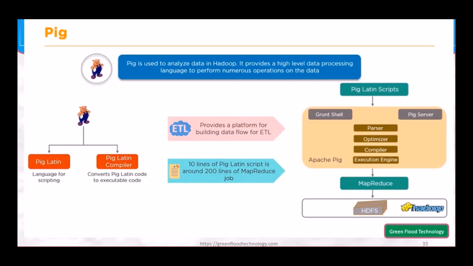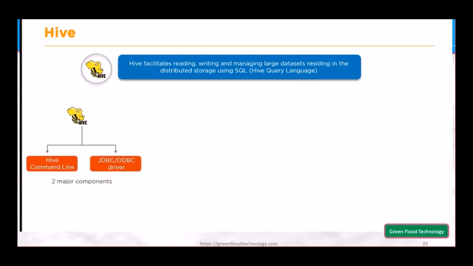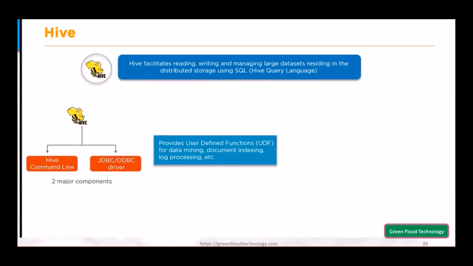The other one is Hive. Hive facilitates reading, writing, and managing large data sets residing in distributed storage using SQL-like query languages. As a data warehousing component, it analyzes data sets in a distributed environment using a SQL-like interface. Hive also has a command line and JDBC/ODBC drivers. There are two major components. The query language of Hive is called Hive query language, and it has two basic components, the Hive command line and JDBC or ODBC drivers.